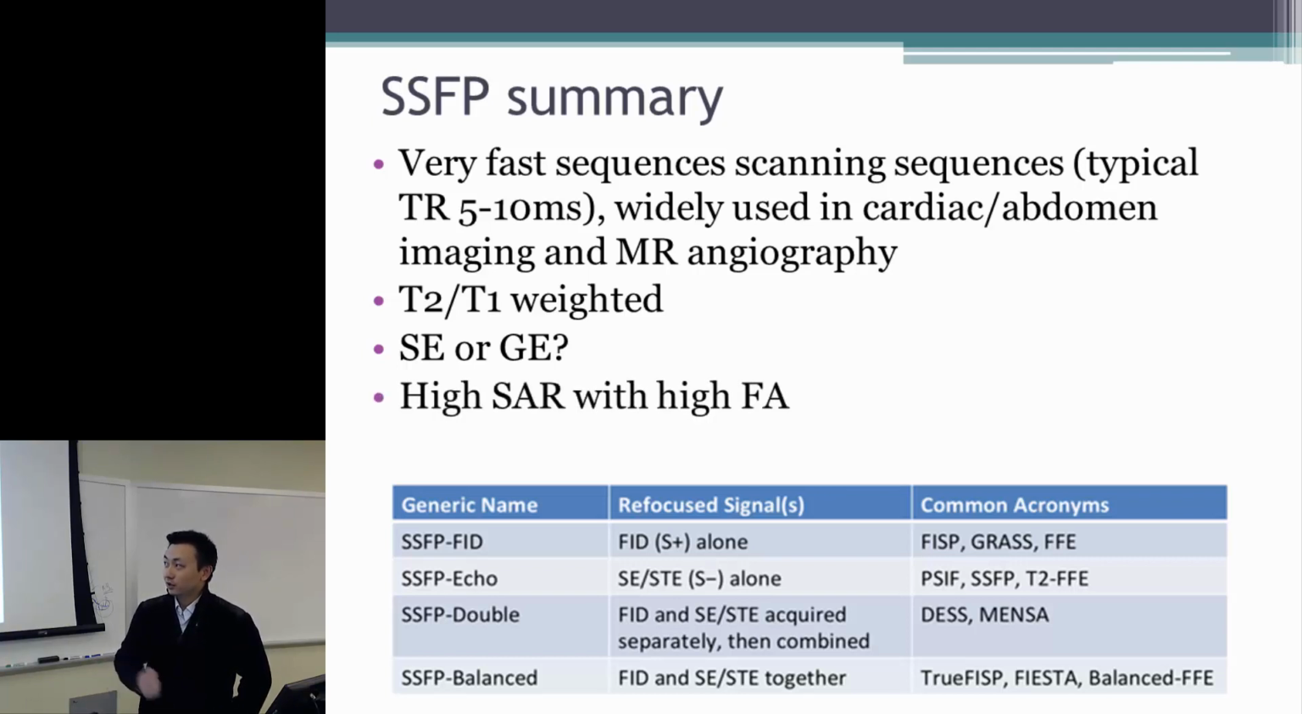We need to understand that if we want to get a high passband signal using a high flip angle, we probably get very high RF power deposition into the human body. I have gone into the scanner to do an SSFP scan on the abdomen, and I felt my whole body heating up, and I got sweaty inside the scanner. It is that hot.